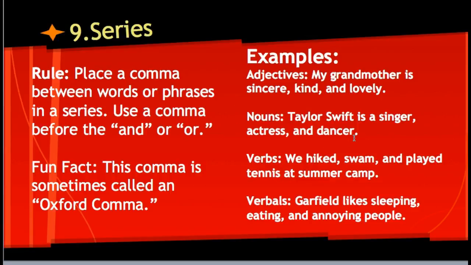All right, we're on the home stretch now. The next rule is the series rule, and you're going to use a comma between words or phrases in a series. If you'll look on the right-hand side, you have a multitude to choose from. We have adjectives, nouns, verbs, and even verbals. We'll have a unit on verbals coming up in the near future. Notice that the Oxford comma is in use here. That would be the comma right before the and. After kind, after actress, after swam, and even after eating.